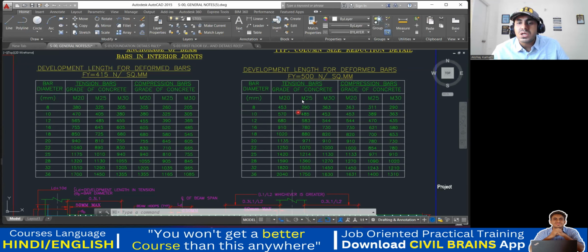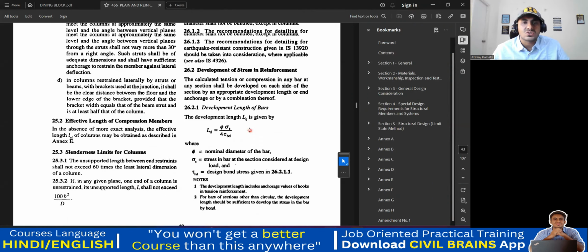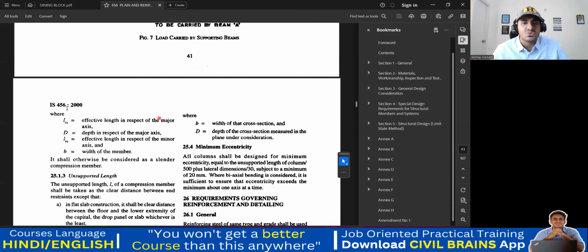So this depends on the grade of the concrete. If you have M20, this is the value you're supposed to take. If it is M25, you're supposed to take this value. If it is M30, you're supposed to take this value. Now the big question is how these values are coming. For that, you need to refer to the IS 456 code book. So this is the IS 456 code book.